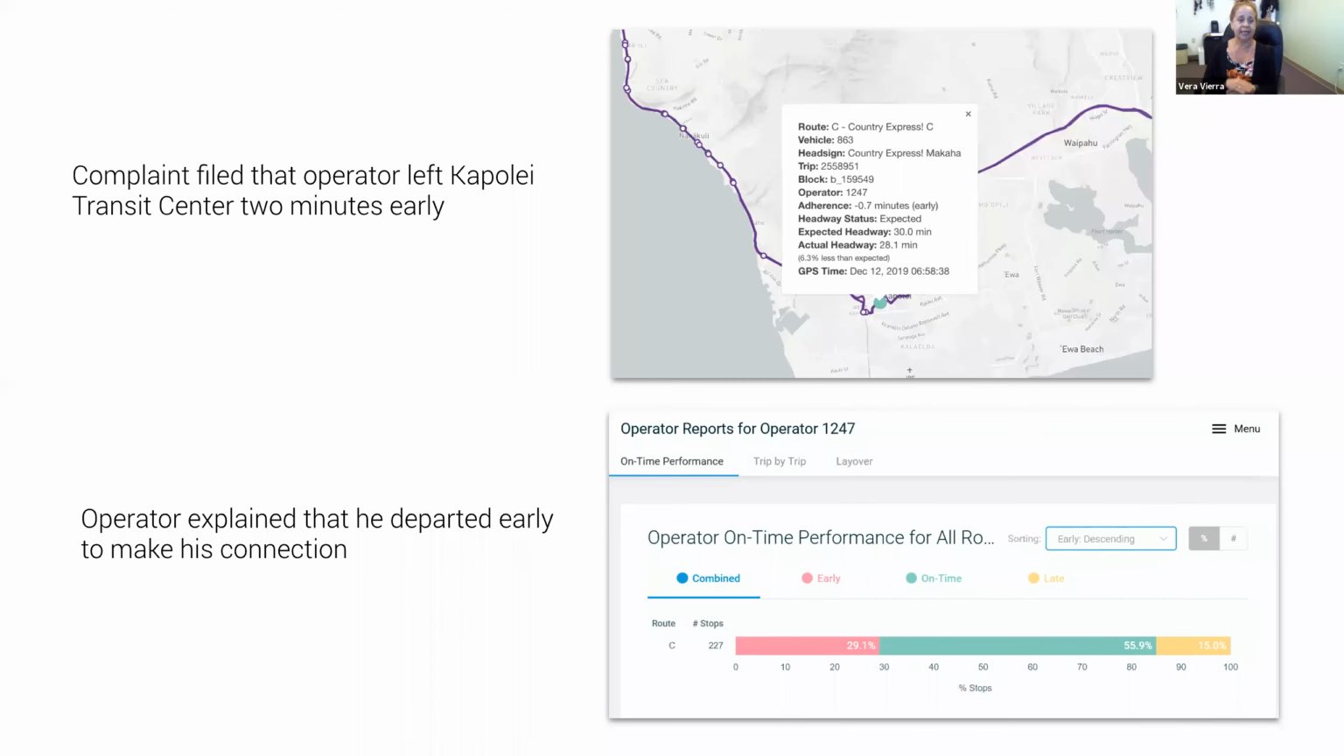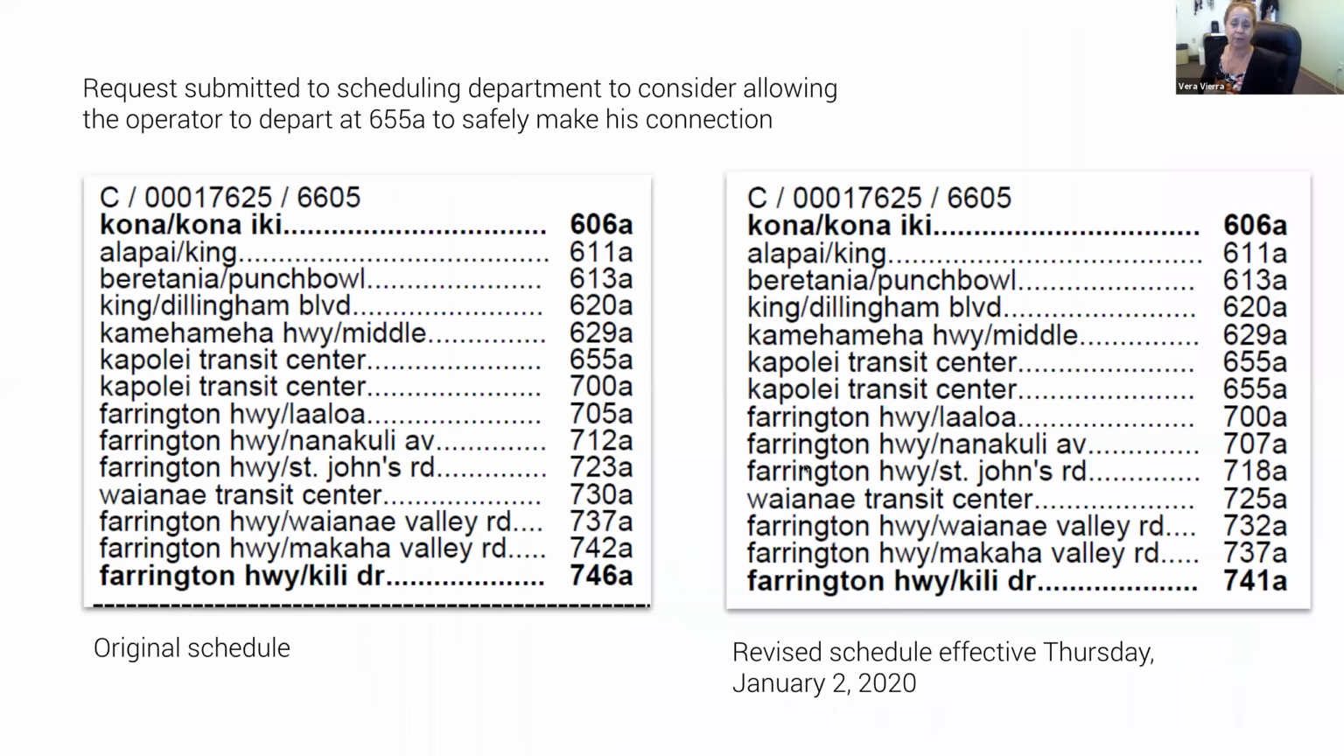I read it to him, and his explanation was, if I don't leave at the time that he does leave, and I'm looking at the schedule portion of it right now, his original schedule shows him supposed to depart the Kapolei Transit Center at 7 o'clock. And his explanation was, if I leave at 7, and again, he's a trunk line or a main line, the people on his bus would not be able to make the connection to the feeder line further onto the west side of the island. So he took it upon himself to leave 2 minutes early to make the connection.